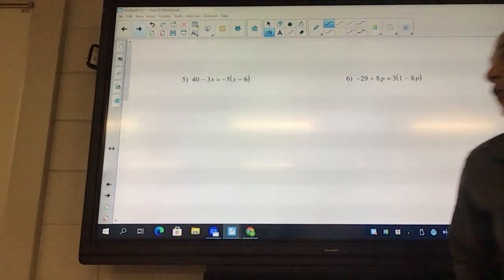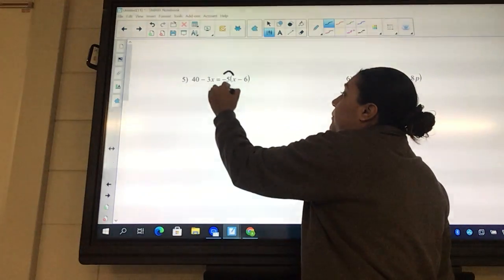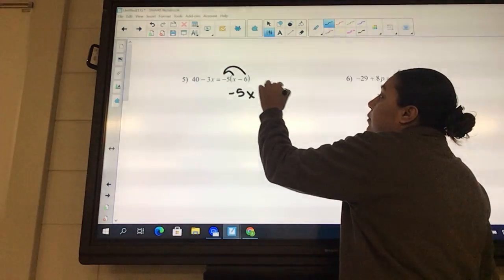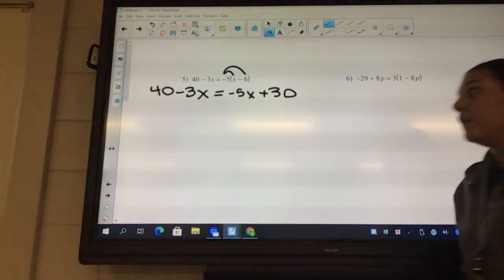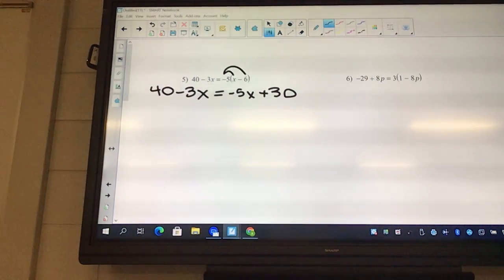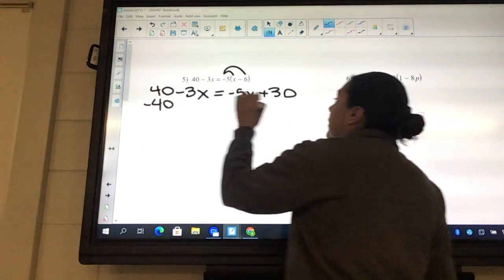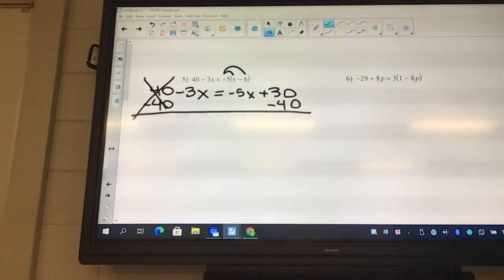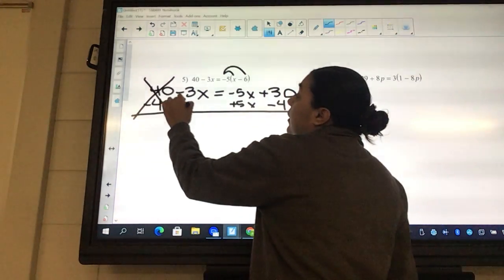Look at 5. What do we need to do first? -5 times x is going to be -5x. -5 times -6 plus 30. Okay, what needs moved? The 40 does need moved. So say -40, -40. What else needs moved? The -5x. So we're going to say plus 5x, plus 5x.